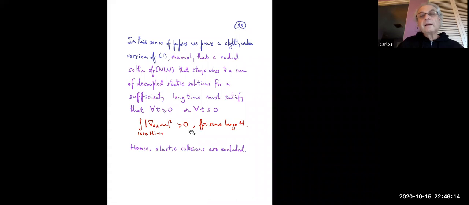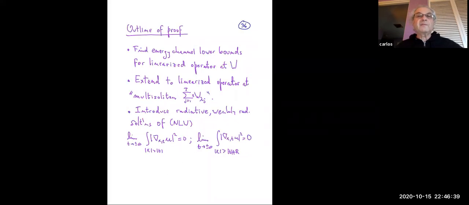Then, provided you shift up the light cone, or down if you go to negative time, there's always energy outside for positive time or negative time. And again, it's easy to see that elastic collisions are excluded by this fact. Okay, so let me give some ideas of the proofs of these things. I'm going to give you a very quick outline of the proof.